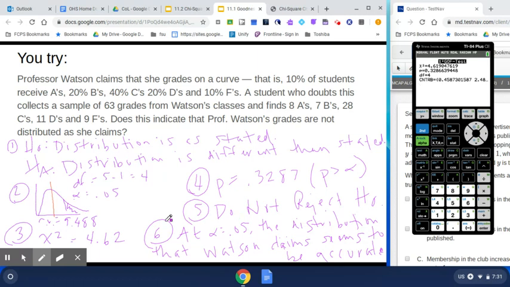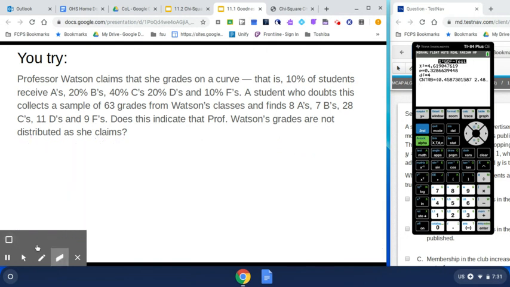Okay, I just want to go into how we find those expected values for this example, because when we add up the total sampled, it's 63. There's 63 grades from Watson's class. So we do have to multiply the percentages times that total to find the expecteds. So the observed are given in the prompt. Again, those were 8 A's, 7 B's, 28 C's, 11 D's, and 9 F's.